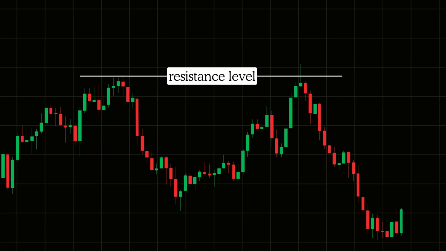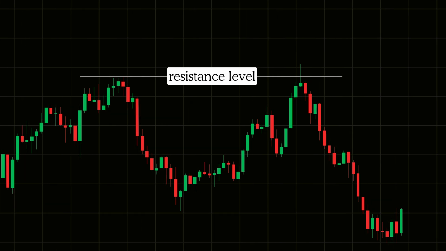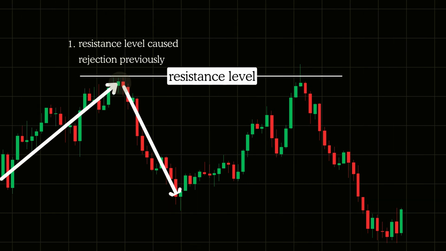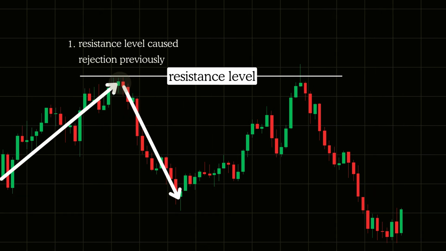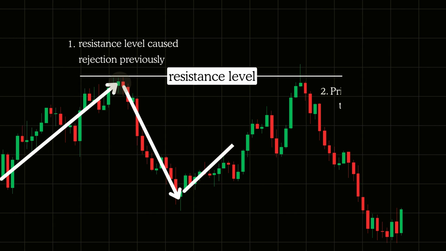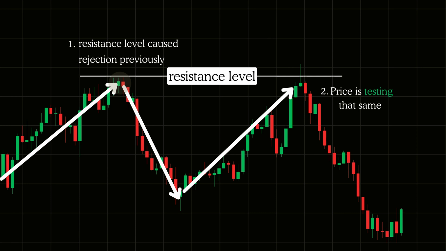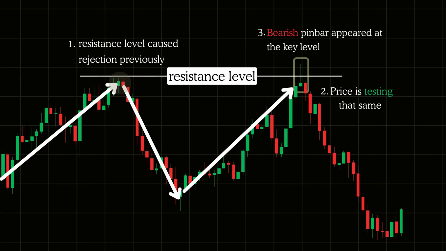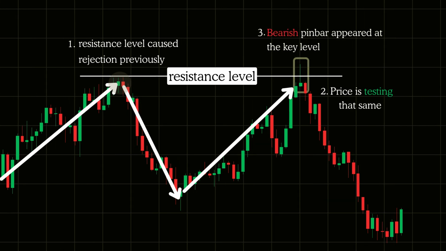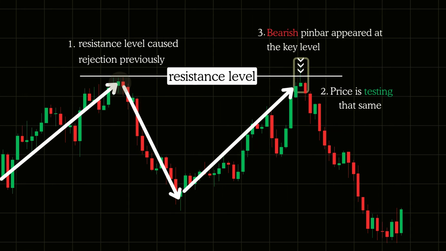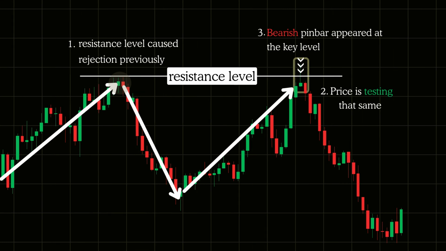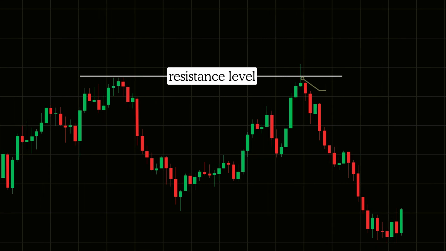So, we now have three critical elements aligned. First, we know this resistance level caused rejection previously, meaning there's a higher probability it will again. Second, the current price is testing that same resistance level. Third, a bearish pin bar has appeared, signaling downward pressure due to rejection from higher levels. Combined, these signs point to a strong setup for a short trade.